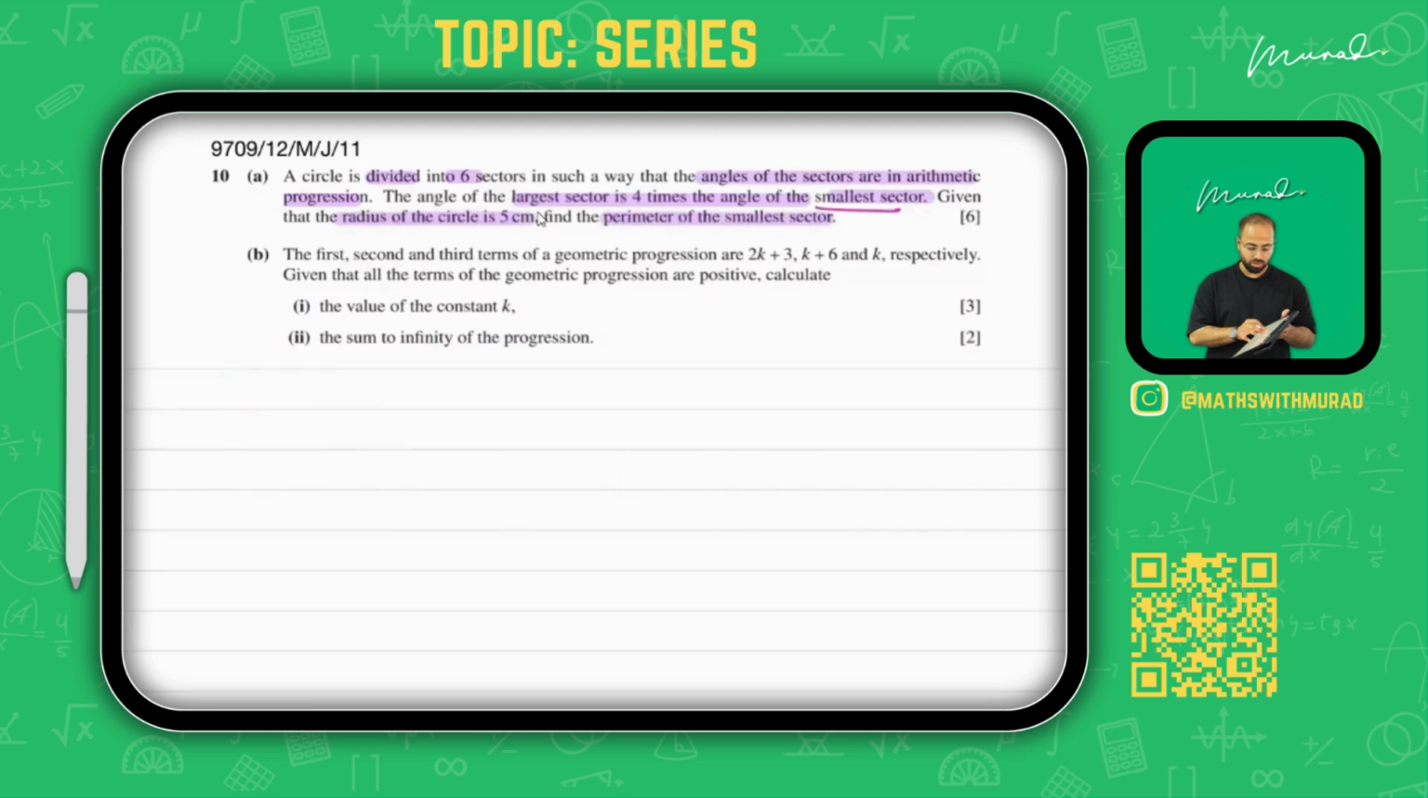Okay, before the perimeter, you need to figure out the value of the angle. They are asking for the perimeter of the smallest sector. Now, you need to understand that this circle has been divided into 6 sectors. First one, second one, third one, fourth one, like this. If you observe one clear thing, the total of the angles of these 6 sectors, the sum of the 6 sectors, is going to be equal to 360. Again, I'm repeating this.